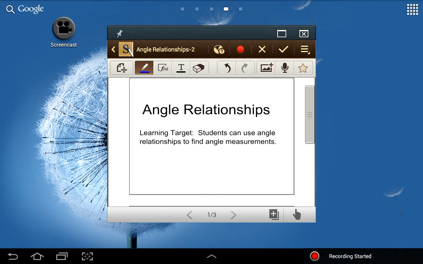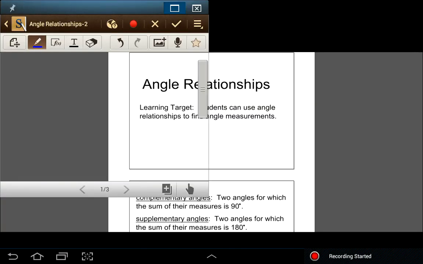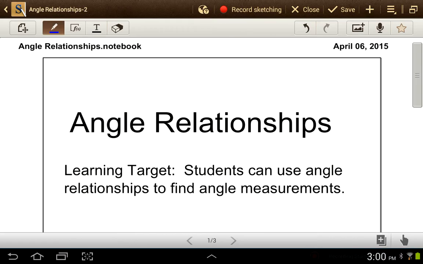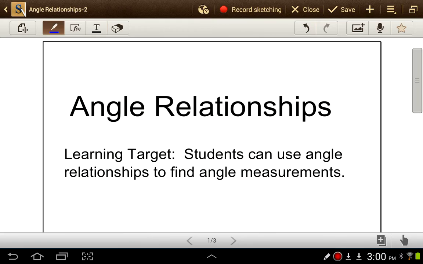Angle relationships. That's what we're going to talk about today. So our running target for today is students can use angle relationships to find angle measurements. We're going to use some of these relationships to find different unknown angle measurements. Make sure you write that down as you're heading, and then make sure you write the learning target down, and I will move on.